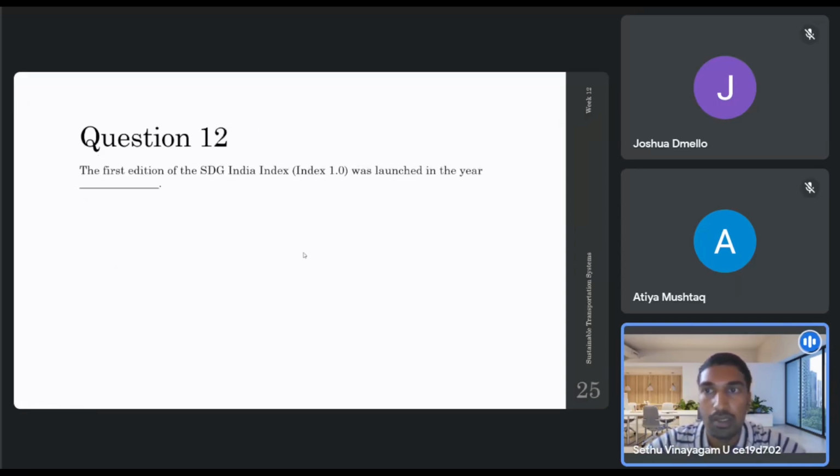Question number 12: the first edition of the SDG India Index, that is Index 1.0, was launched in the year dash. The options are 2017, 2018, 2019, and 2020.